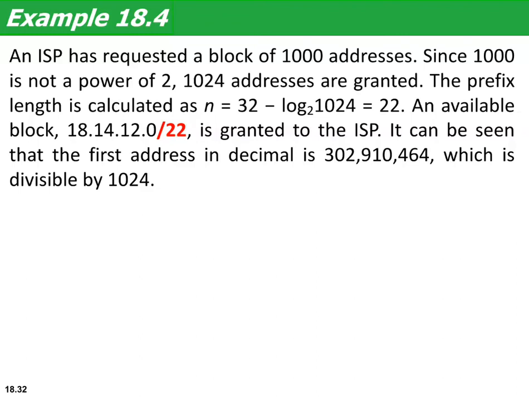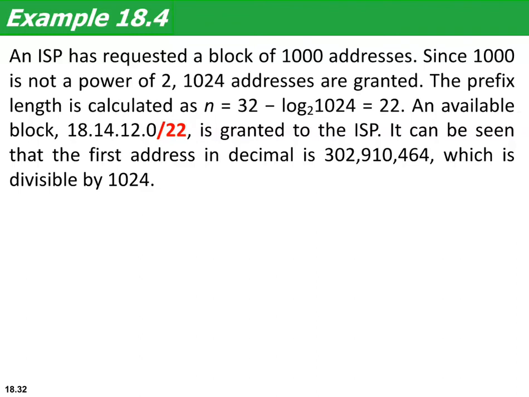The first one is that the number of required addresses, which is capital N, should always be a power of 2. That is calculated by using 2 power 32 minus n, as we have already seen for the number of addresses. So that should be a power of 2. And the prefix length is calculated as 32 minus log N to the base 2, where capital N is the total number of addresses and small n is the prefix length.